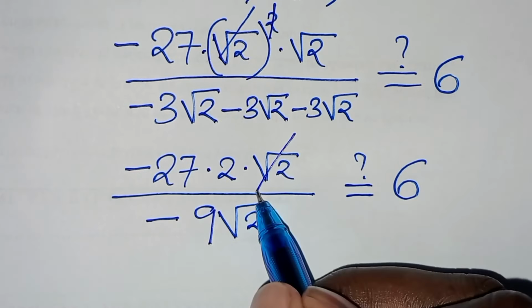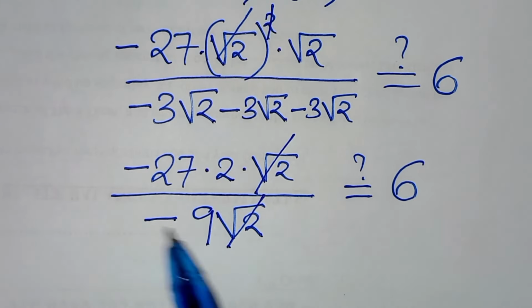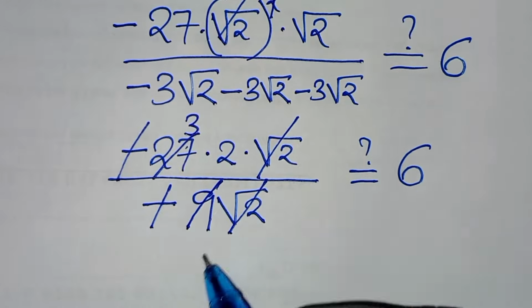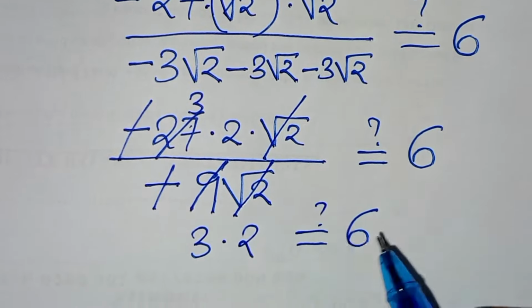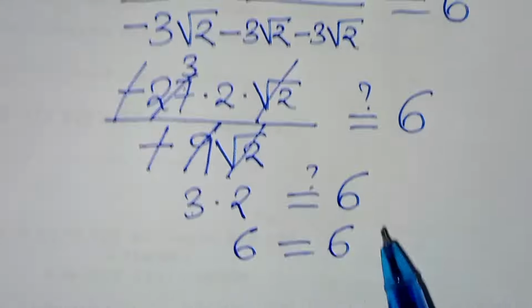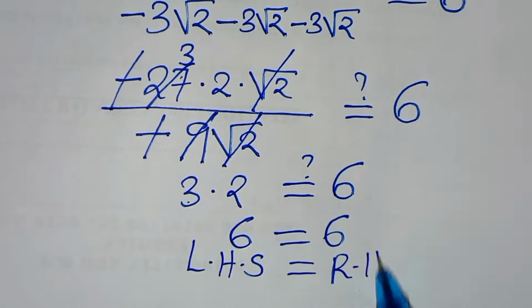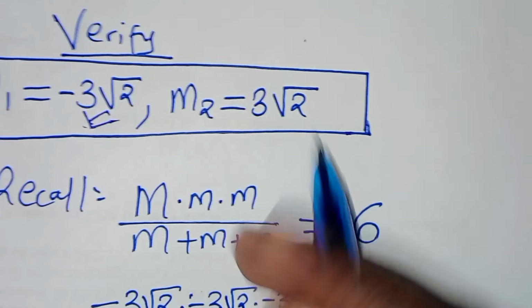So square root of 2 and square root of 2 simplifies. And here we have minus and minus simplifies. So now 27 divided by 9 is equal to 3. So we have 3 times 2. This is supposed to give us a value of 6. 3 times 2 is equal to 6, and this is equal to 6. So the left hand side is equal to the right hand side. And this proves that m1, which is minus 3 square root of 2, satisfies the equation.